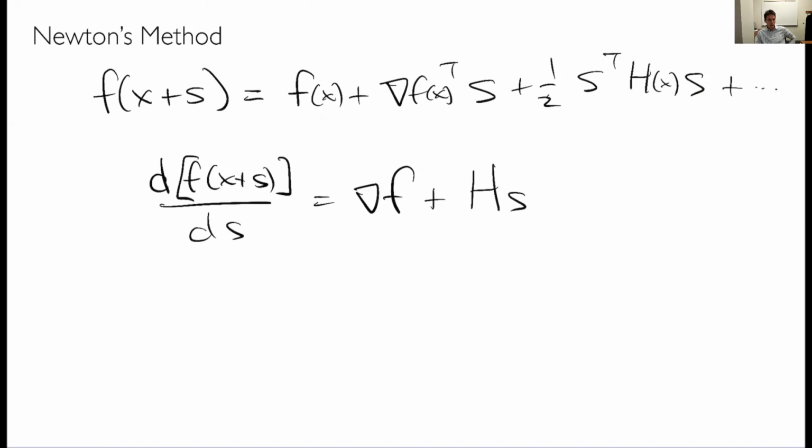If you want to think about the 1D case, this would be like having a 1/2 s squared times, we'd call this f double prime, right? And so when we took the derivative, that second derivative, the 2 would come out and cancel, right? And then I'd get a first derivative. Anyway, it's the same kind of idea here, but with a matrix.